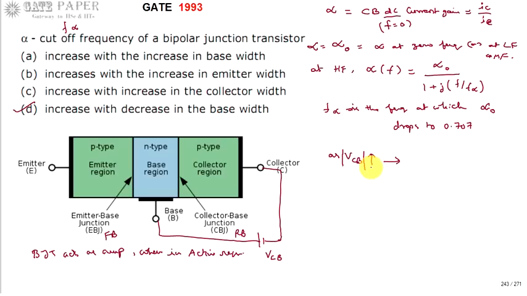So as you are applying more and more reverse bias, the width of the potential barrier at the collector-base junction is going to increase. We know that the width of the potential barrier penetrates more into the lightly doped side, and since the base is lightly doped compared to the collector, the potential barrier penetrates more into the base side.